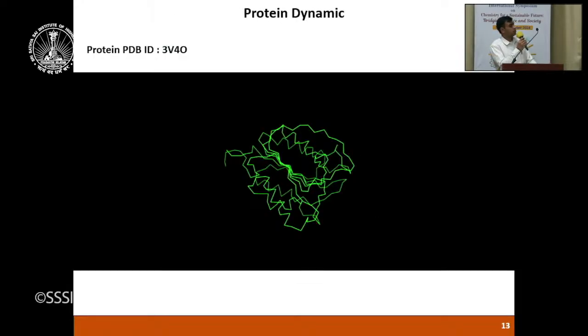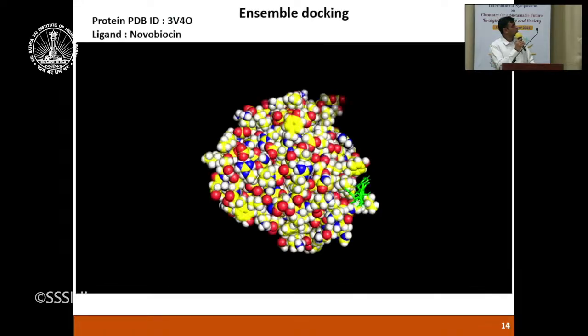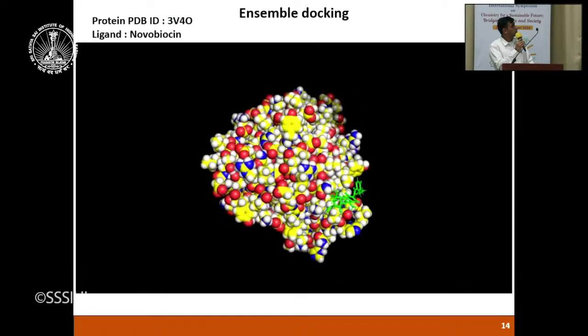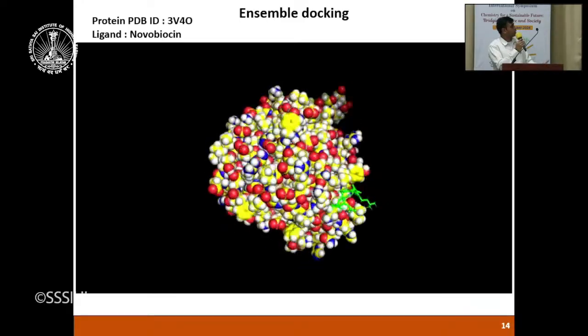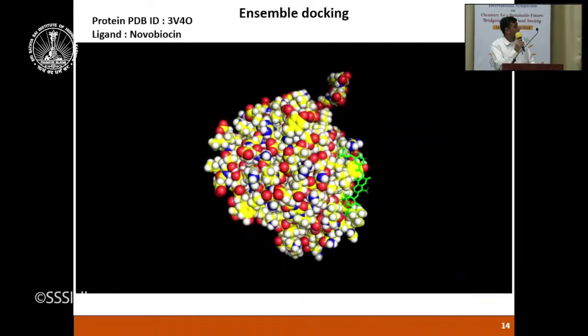This is the result of ensemble docking, which has been carried out for protein 3V4O and novobiocin. This is the ensemble docking for the protein. For 20 nanoseconds, it has given 200 frames, and the ligand used here is novobiocin.